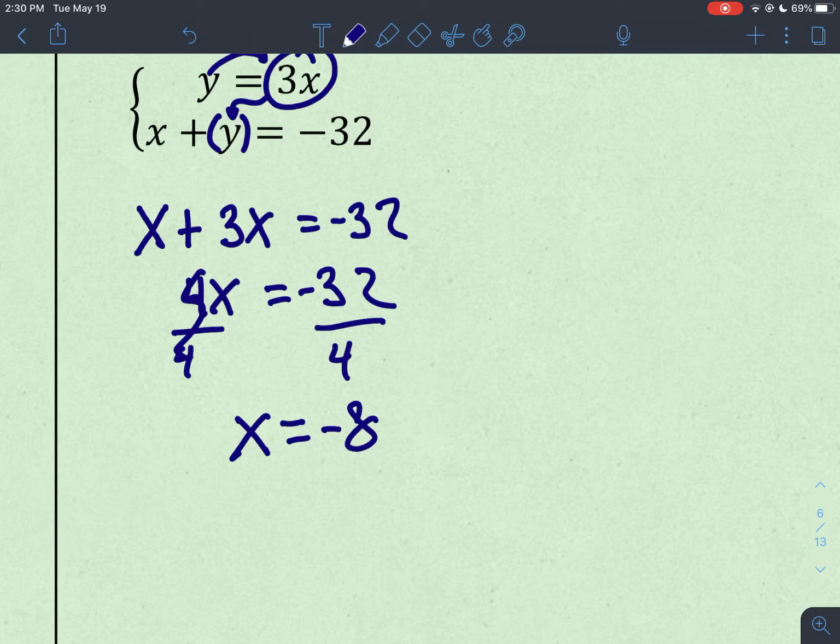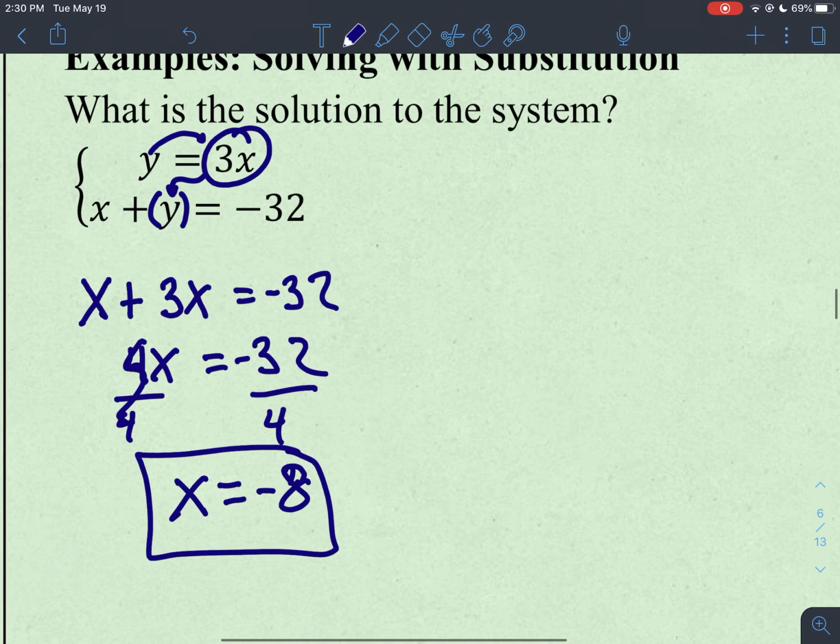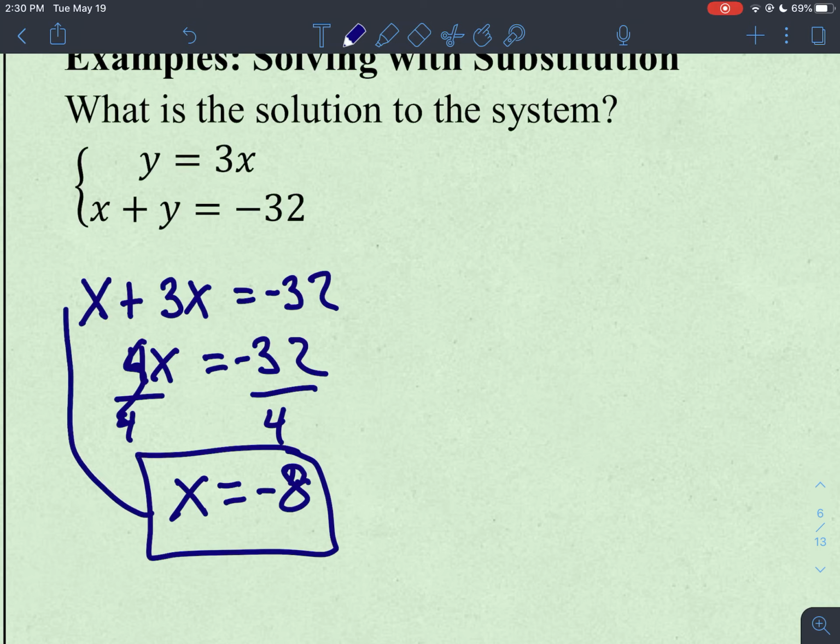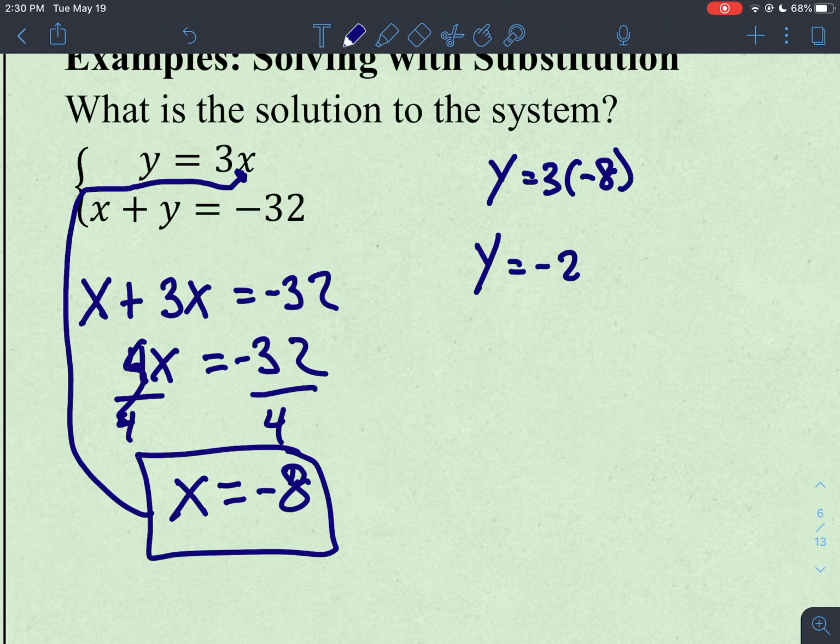Now that I know that x is negative 8, I can plug it into one of these equations up here, top or bottom. Probably going to be easiest on top. Remember, make your life easy. So we've got 3 times negative 8, so y equals negative 24, and x is going to end up being negative 8.